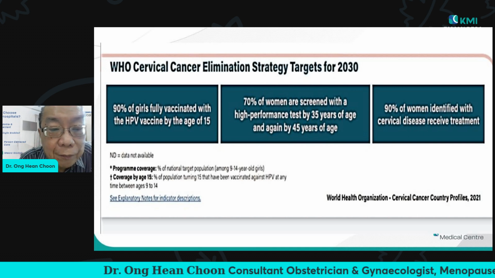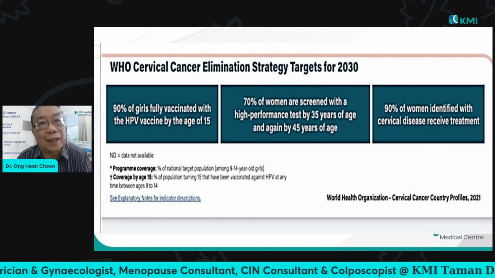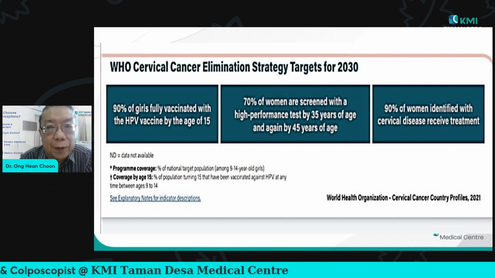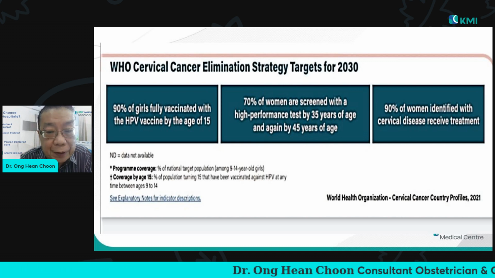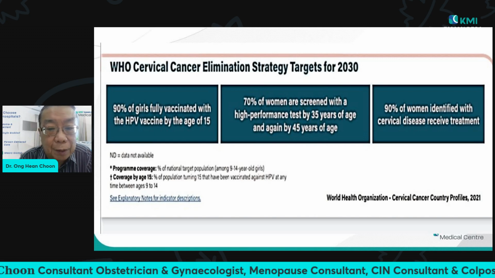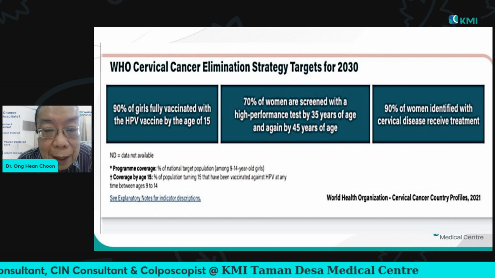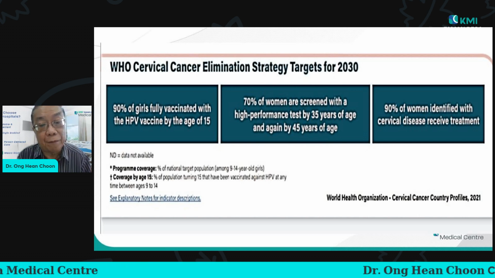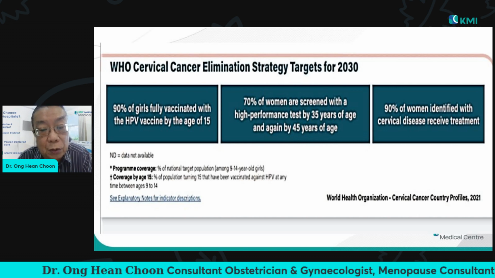WHO also aims that 70% of women should be screened with a good, accurate test. We offer the conventional pap smear, and if you want a so-called more accurate test, we can use liquid-based cytology or LBC. You may also want to screen yourself for HPV DNA, which can be done very simply. WHO hopes that at least 90% of patients who develop pre-cancer or cancer would have access to very effective treatment. This is our hope for the year 2030.